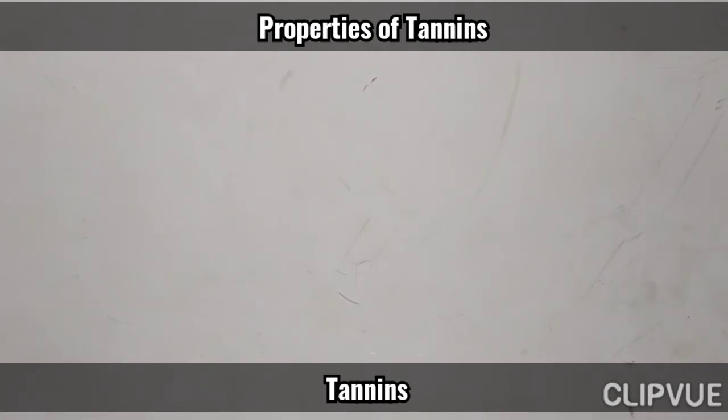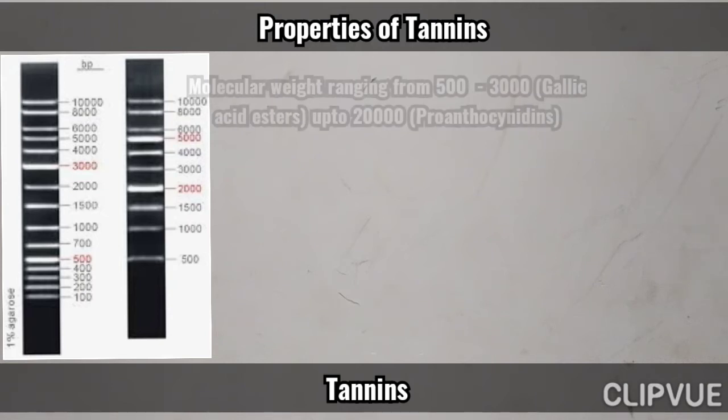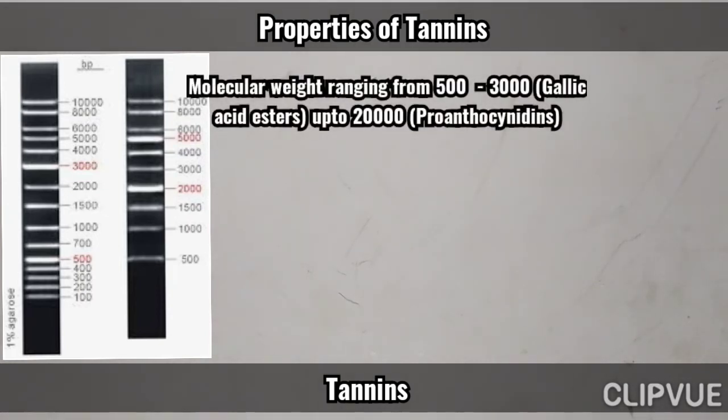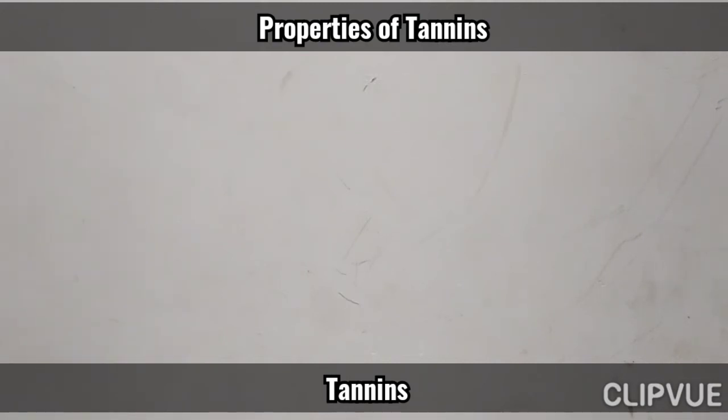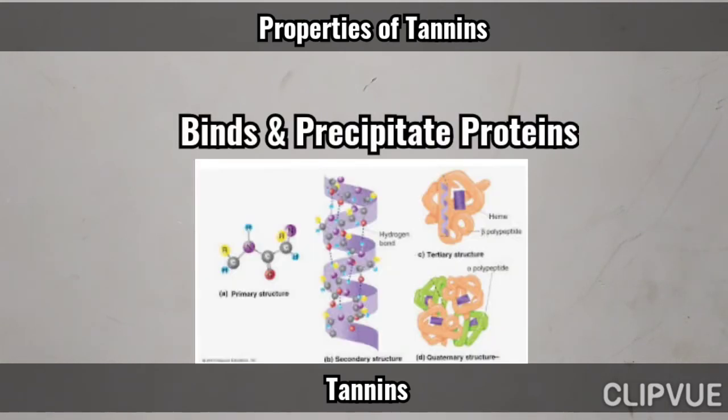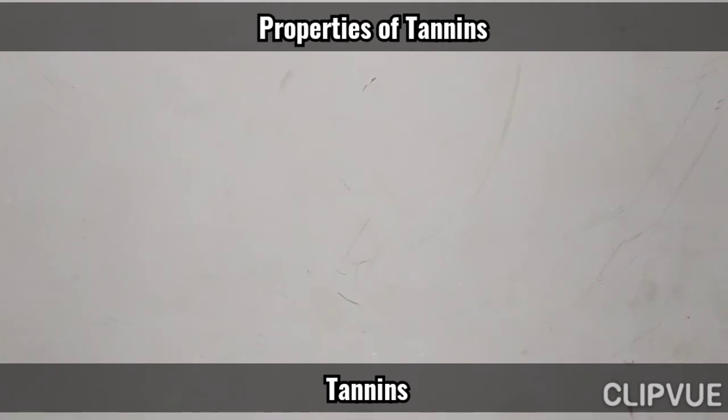Tannins have molecular weights ranging from 500 to 3000, like gallic acid esters, and up to 20,000, like proanthocyanidins. Tannins bind to and precipitate proteins and various other organic compounds including amino acids and alkaloids.